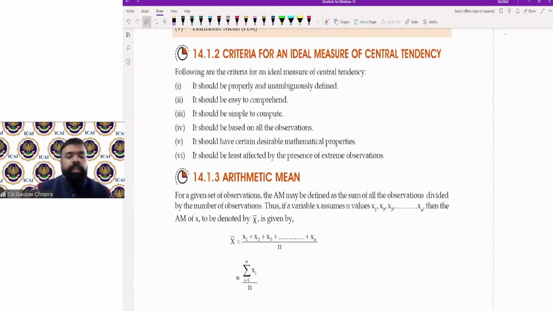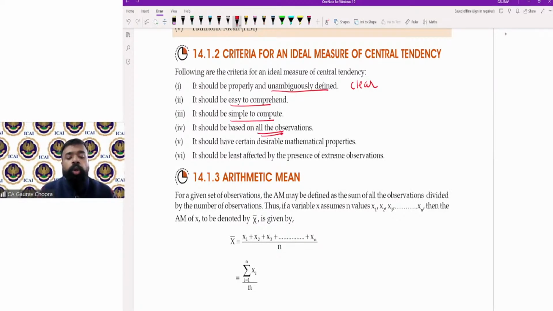So let us begin with the basic point first. Like what should be the criteria of an ideal average? Average कैसा होना चाहिए? उसकी basic properties क्या होनी चाहिए? So it should be unambiguously defined. That means it should be clear. There should be no confusion. कौन सा average कब काम आएगा और हम उसको कैसे calculate करेंगे? That should always be clear. It is easy to comprehend. उसको आसान तरीके से हम calculate कर सके. It is simple to compute. Average निकालना आसान हो. If the formula is very tough, if the process is very lengthy, then no one will try that average. So average should always be easy to calculate.